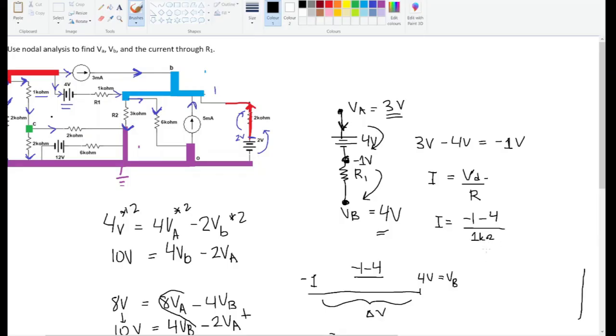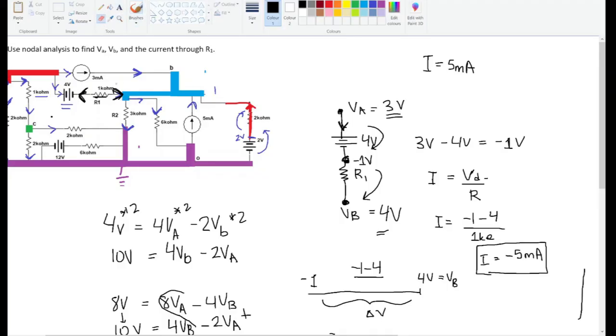Okay. And then the current is going to be negative 5 milliamps. Okay, so the current is negative 5 milliamps. So the real answer is that the current moving through this resistor, R1, is equal to 5 milliamps. But it's not moving in this direction that we had specified. It's actually going to be moving in the opposite direction, like this.